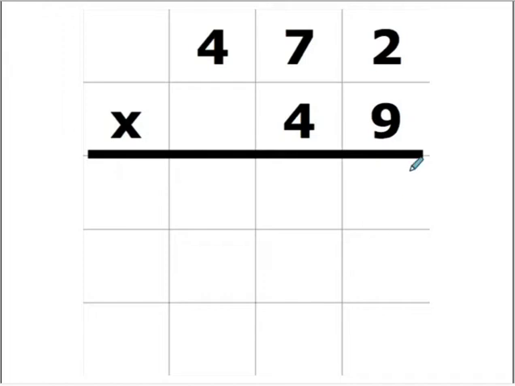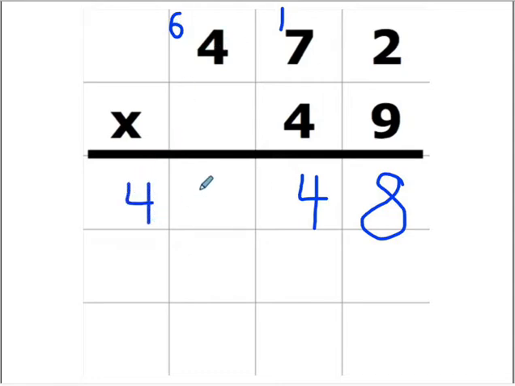Here we've got 472 times 49. So 9 times 2 is 18. We put our 8 down and carry our 1. 9 times 7 is 63. 63 plus 1 is 64. Put our 4 down, carry our 6. 9 times 4 is 36, plus 6 is 42. And there's nothing else to multiply, so we can write them both down at the same time.